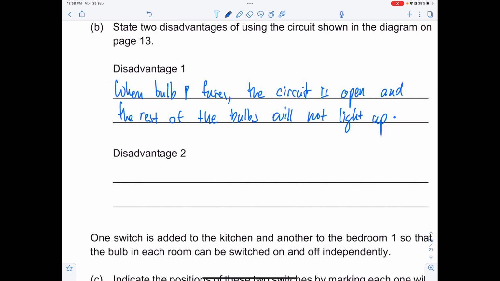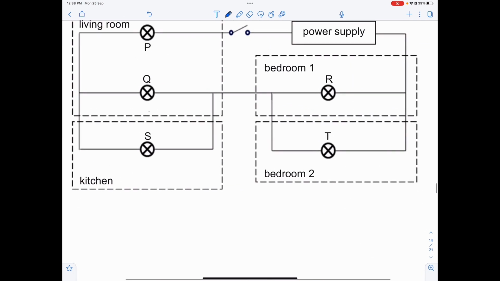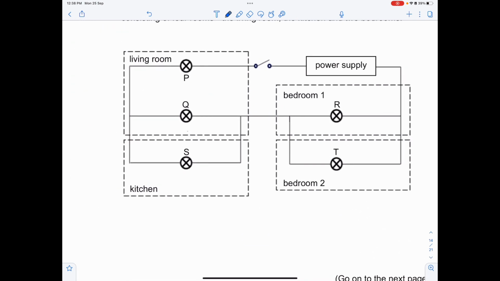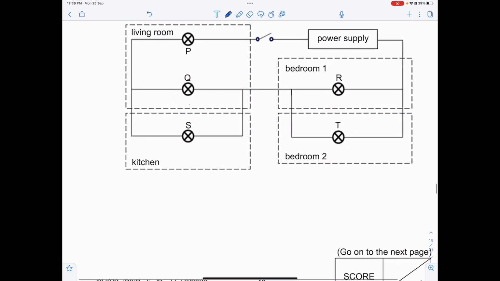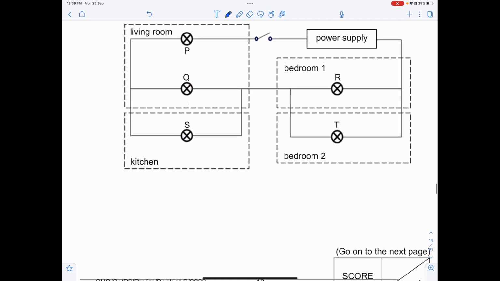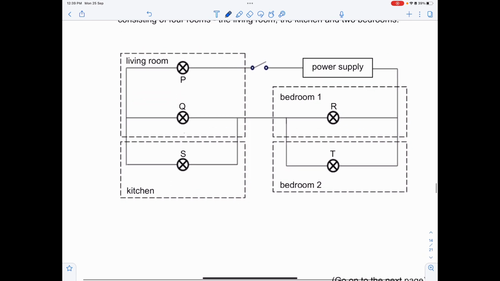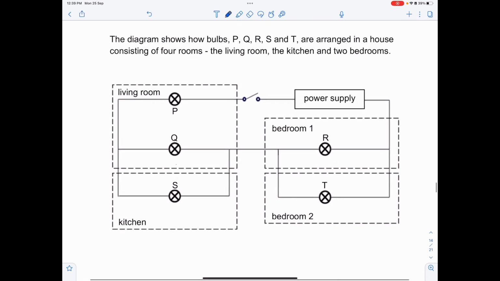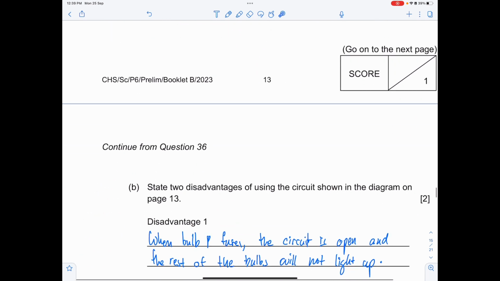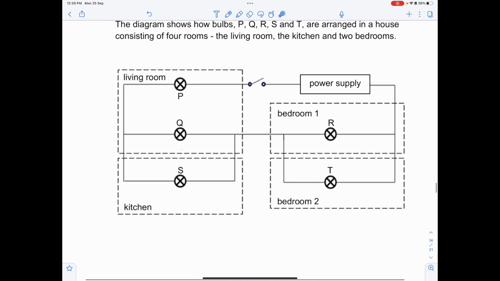Okay, so what is the second disadvantage? Okay? So when you look at here, right, the second disadvantage is that it's not just the brightness. You do realize that there is only how many switches? 1. There is only 1 switch.